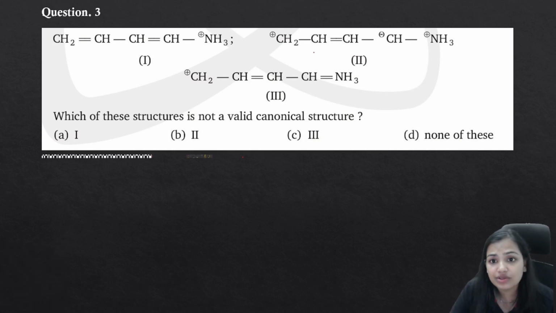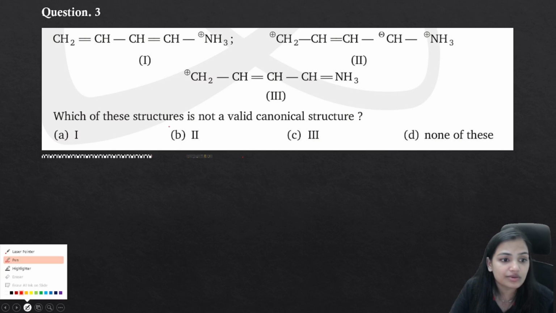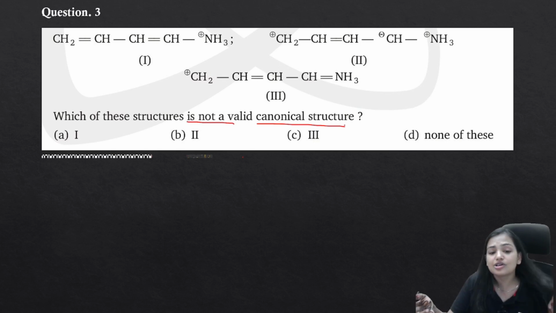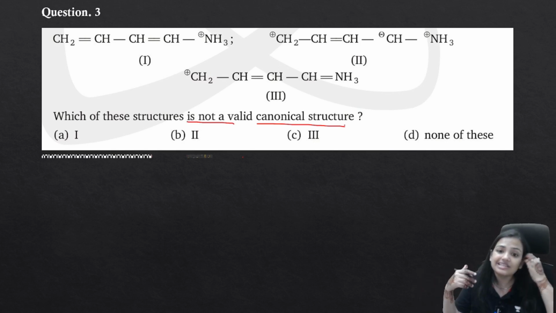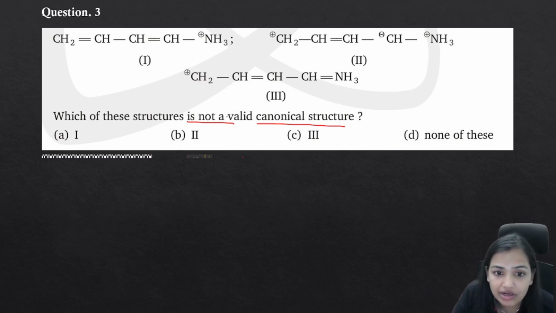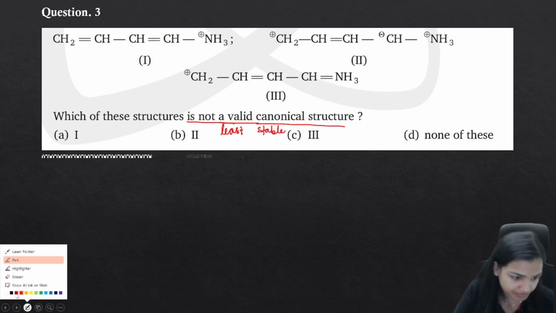Here we have 3 structures, structure number 1, structure number 2 and structure number 3. The very first point: the question is asking which is not a valid canonical structure. So how would you answer? Which is the least stable structure will not be a valid canonical structure. Not valid, or you can say the least stable. Okay, so let's find out the stability order.